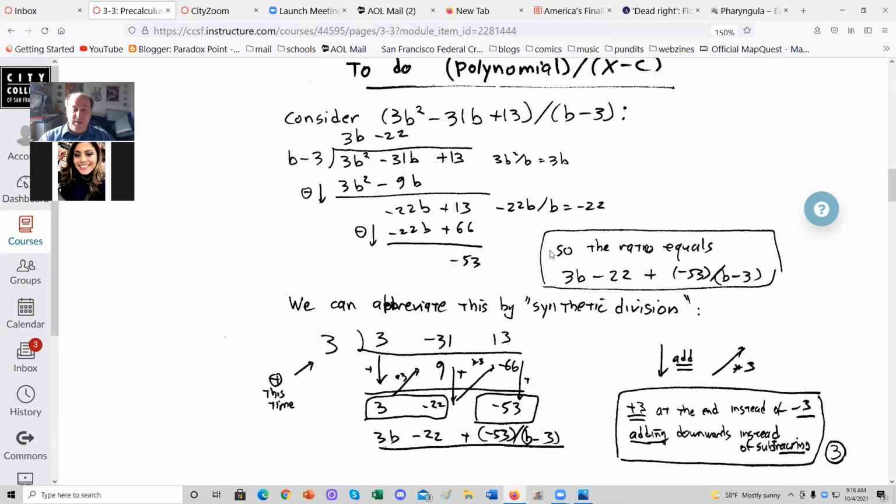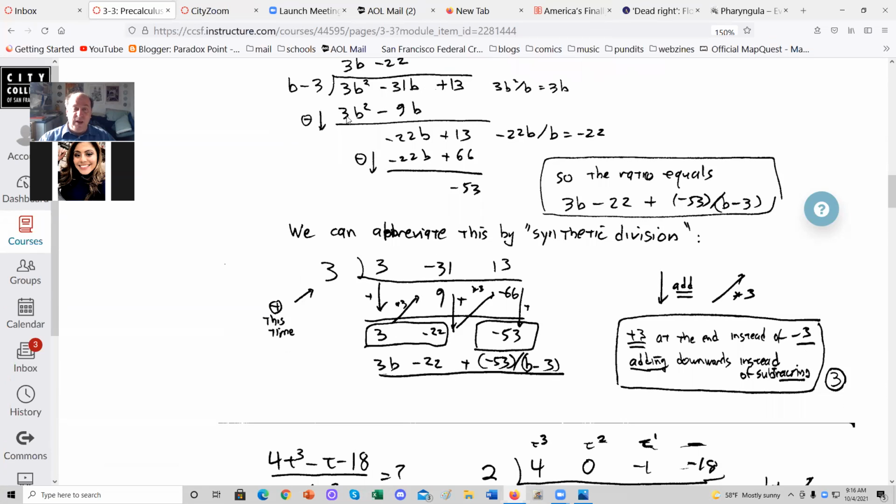To compensate for the minus turning into a plus, instead of subtracting at every level, we will add at every level. So what we do is bring down the 3, like this 3 here, times 3 is a 9, which we put here. Minus 31 plus 9 is minus 22. Minus 31 minus negative 9 is again minus 22.